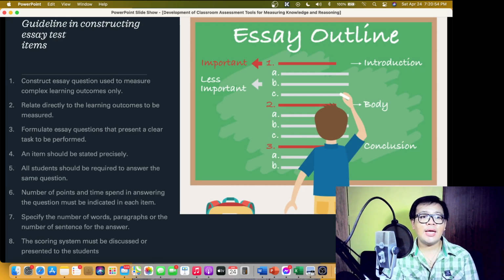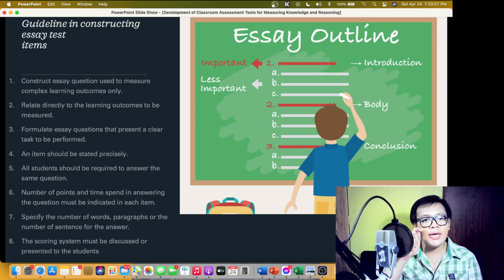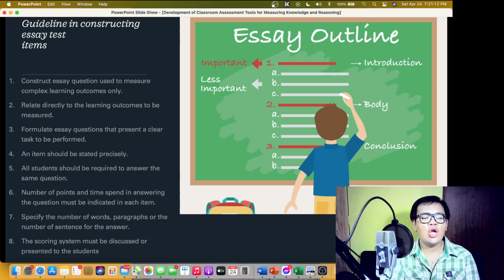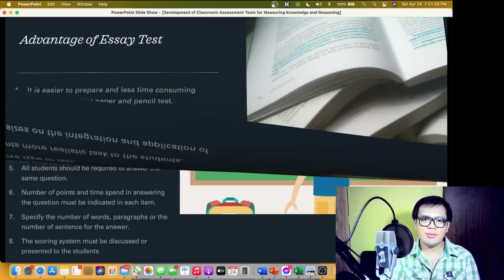So, guidelines in constructing essay test items. First, construct an essay question used to measure complex learning outcomes only. Remember to relate directly to the learning outcome to be measured. Formulate essay questions that are clear and can be performed. An item should be stated precisely. All students should be required to answer the same question. The number of points and time spent in answering the question should be indicated in each item. It's also very important to specify the number of words, paragraphs, or sentences for the answer. And the scoring system must be discussed or presented to the students.